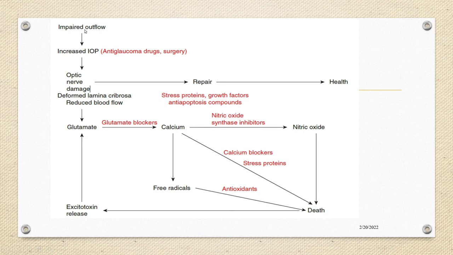So this is the pathology in case of glaucoma. At the end, it leads to the death of the retinal ganglion cells, and it leads to blindness. So as a general measure, we can give anti-glaucoma drugs, antioxidants and nerve tonics for glaucoma patients. Why nerve tonics? Because there is progressive death of the retinal ganglion cells. That's why we should give nerve tonics as a prophylactic therapy for glaucoma patients.